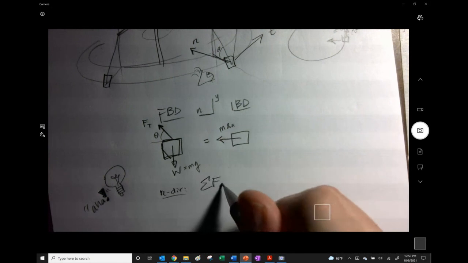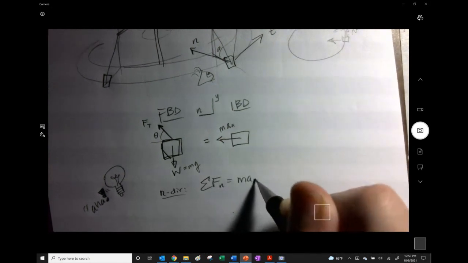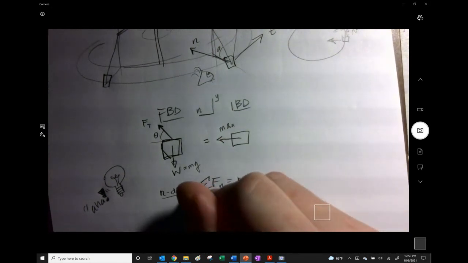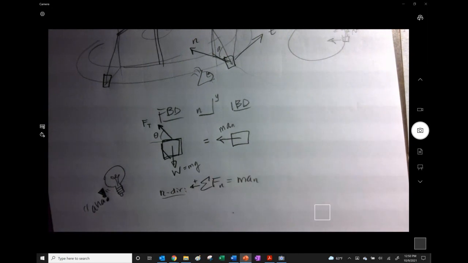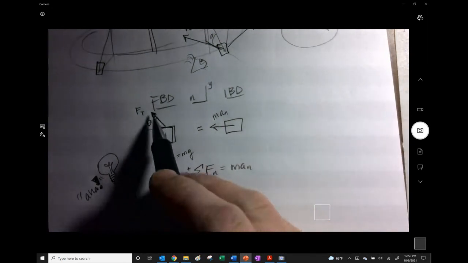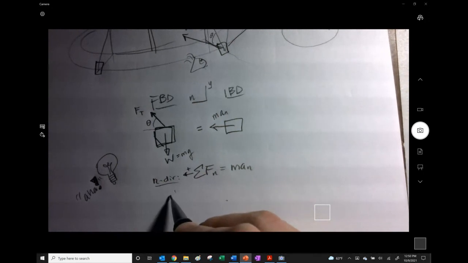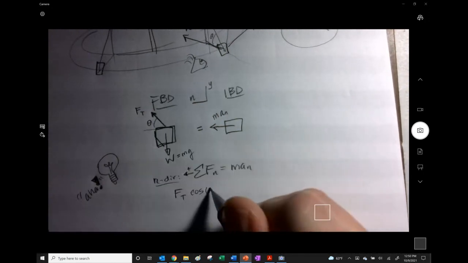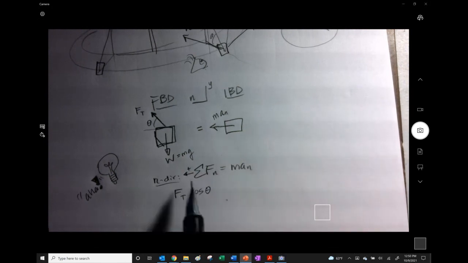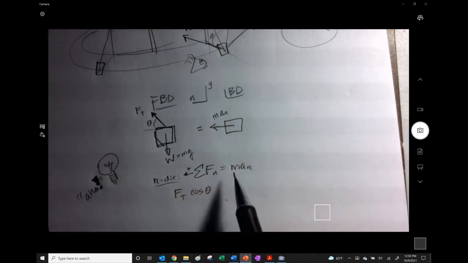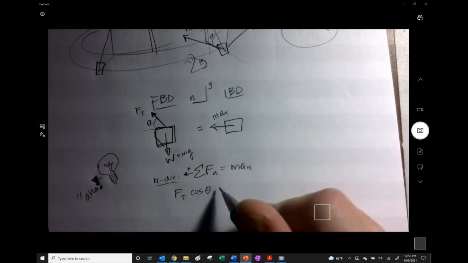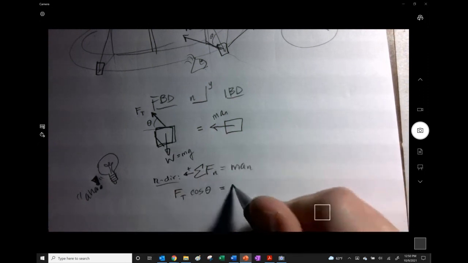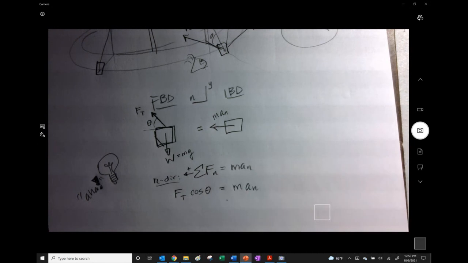The sum of the forces in the n direction is going to be mass times acceleration in the n direction, and we're calling that way positive for this. So I'm going to say, I've got Ft times the cosine of theta, and nothing else in the x direction, no other forces, is going to be equal to mass times acceleration in the n direction. But I don't know the tension.